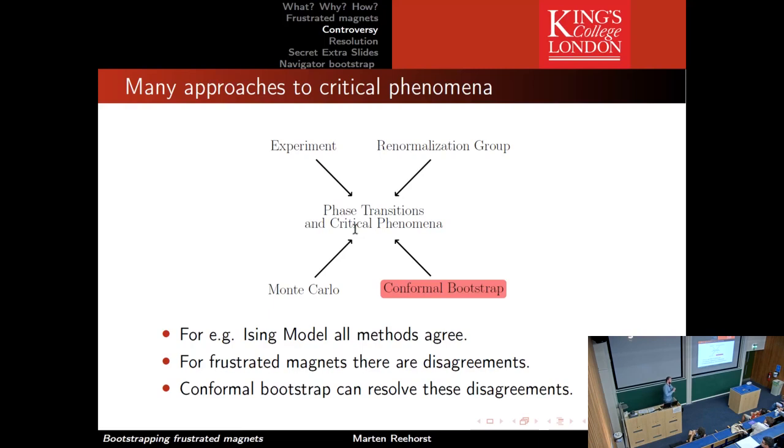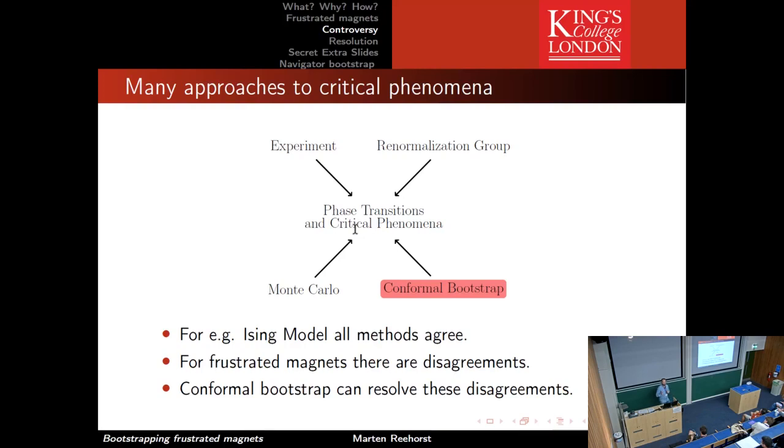Now, if you do this for the simplest magnets, the Ising model, all these methods will give you the same answer. Bootstrap might give you one more digit, but in the end, it's just a quantitative difference. Everything agrees. But there's a more important open question when you consider these frustrated magnets. The bootstrap has a more important role to play rather than just giving one extra digit.